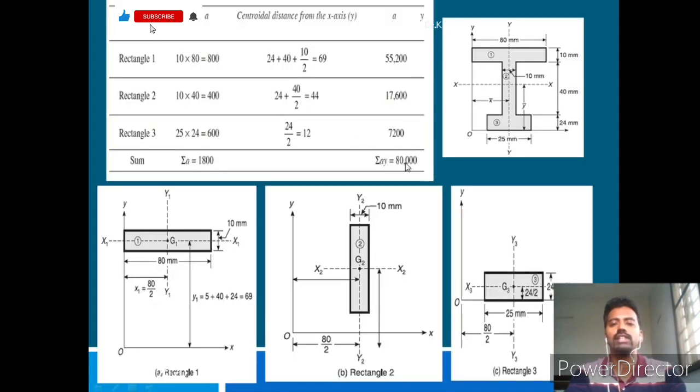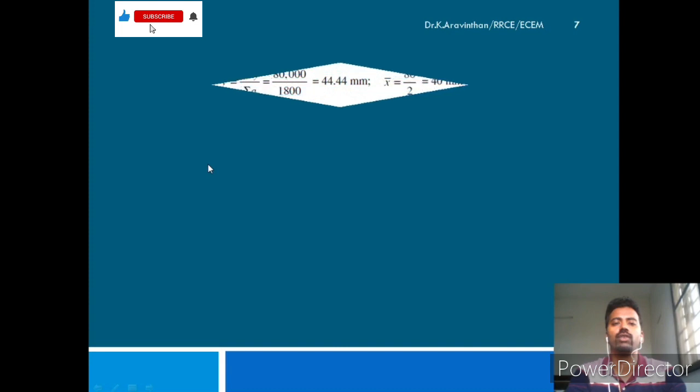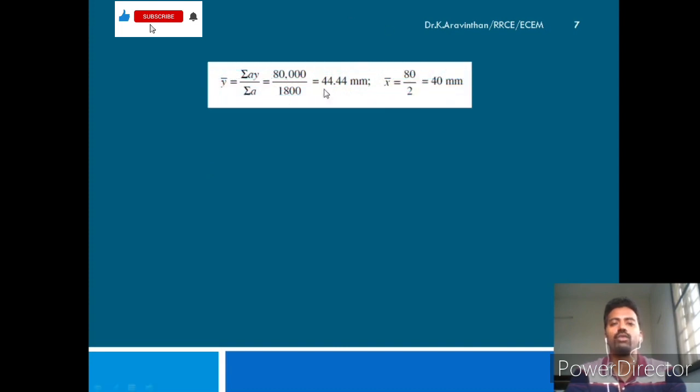So a into y is 80,000 divided by 1800. Hence you will be getting y bar as 44.44. Next, x bar will be located at 40 mm. So if you multiply all the answers, that is area into x1, area into x2, area into x3, you will be getting sum of ax divided by sum of a is 1800.